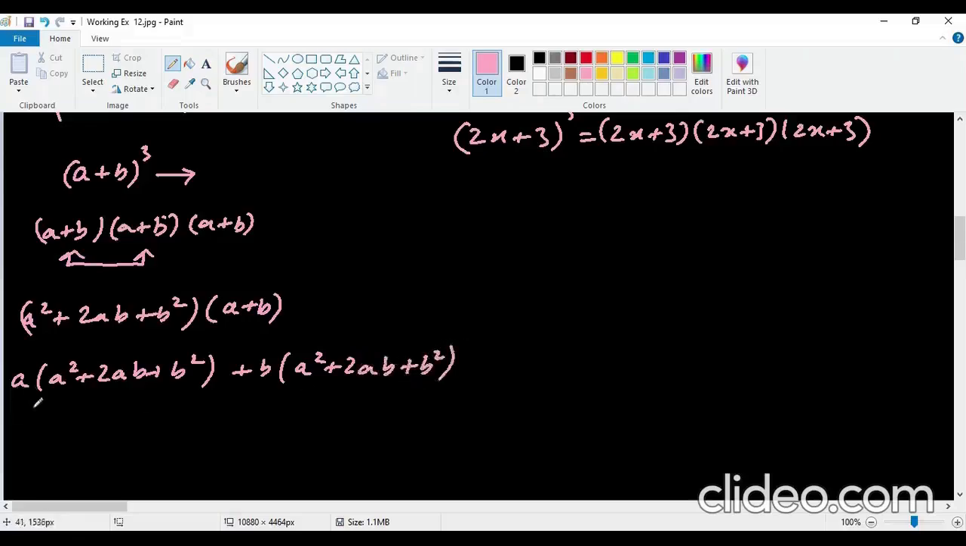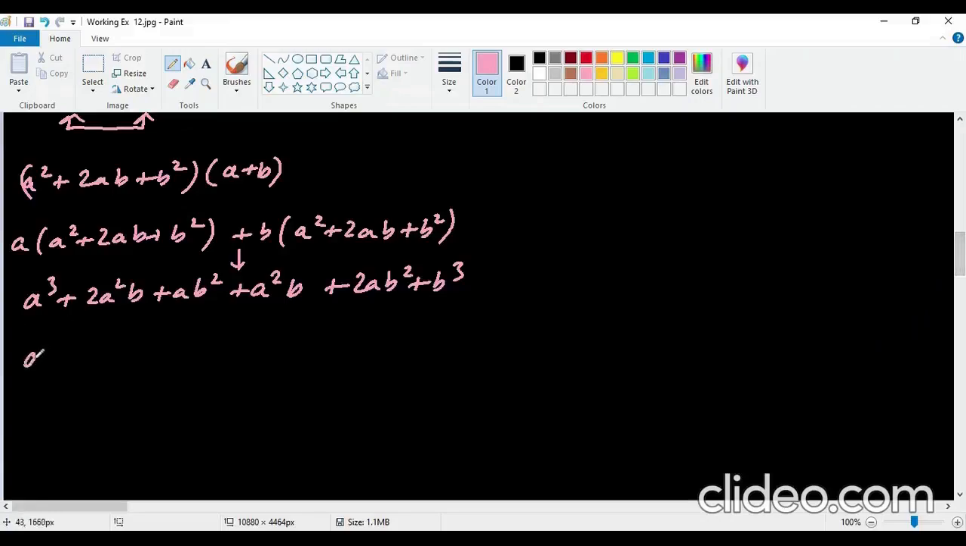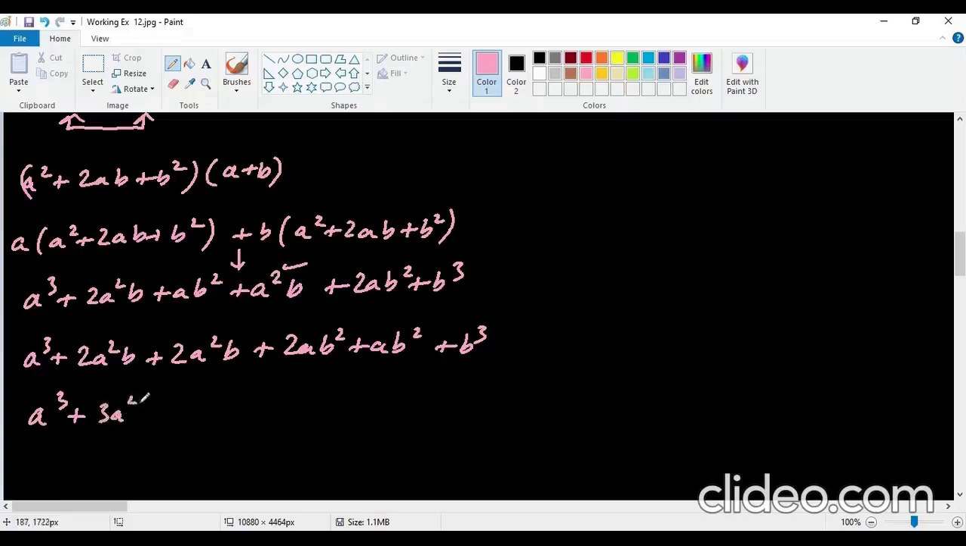So this gives you a cube plus 2a square b plus ab square, and this one from here is going to give you a square b plus 2ab square plus b cube. And now ultimately a cube plus 2a square b and another a square b, and this one is going to come near to this, making like terms together, 2ab square plus ab square plus b cube. So this gives you a cube plus 3a square b plus 3ab square plus b cube.